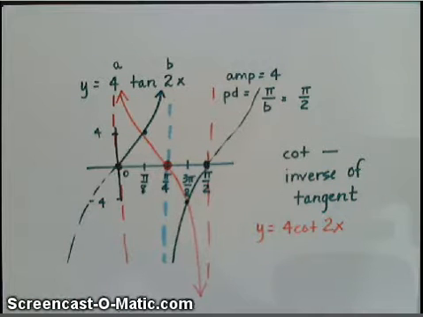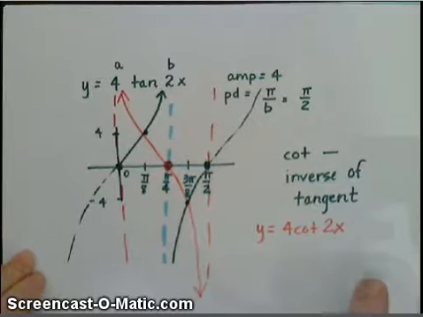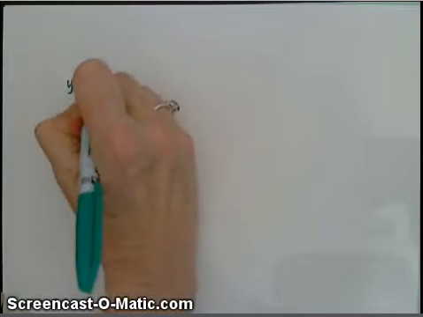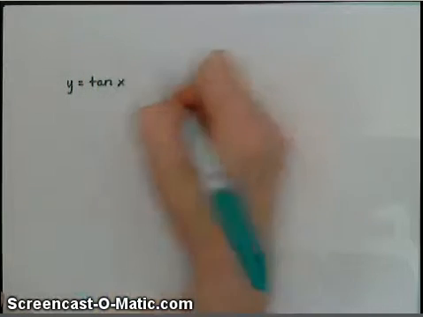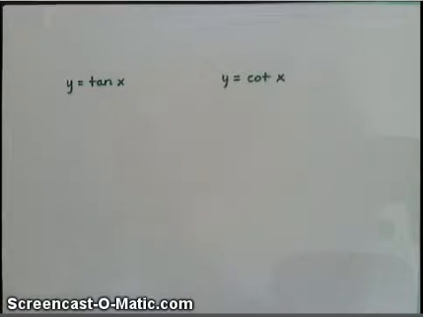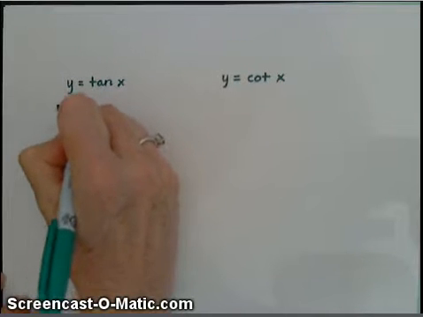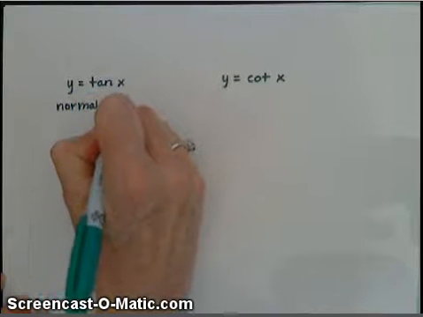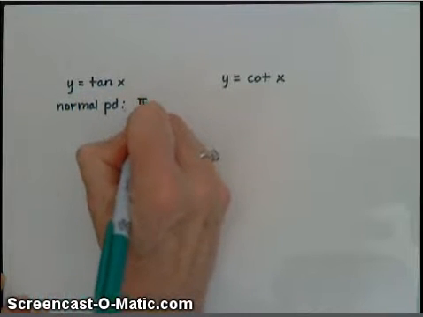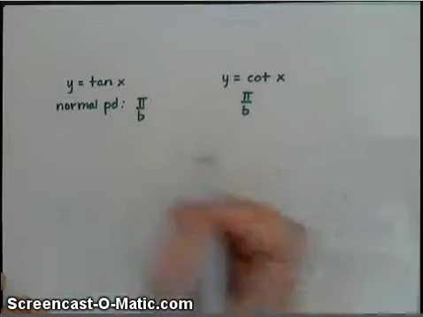Okay, so let me summarize tangent and cotangent for you on this next sheet as far as basic shapes, and see if this will help you a little bit. All right, y equals tangent x and y equals cotangent x. What do you need to know? Well, the first thing is the normal period for both: pi over b, pi over b.